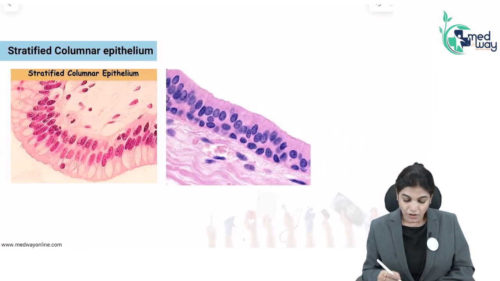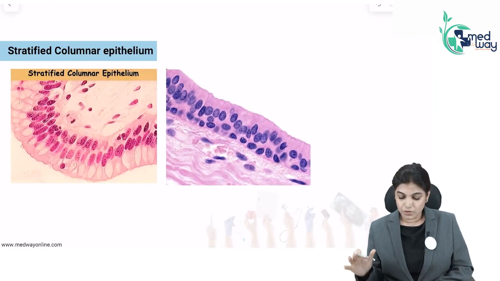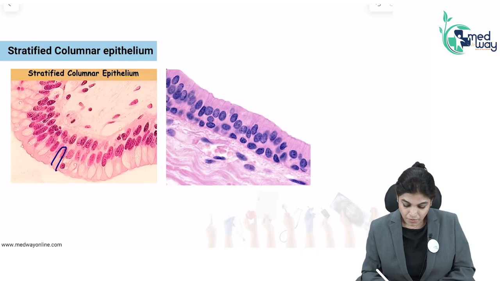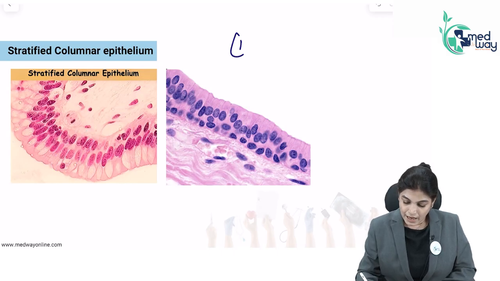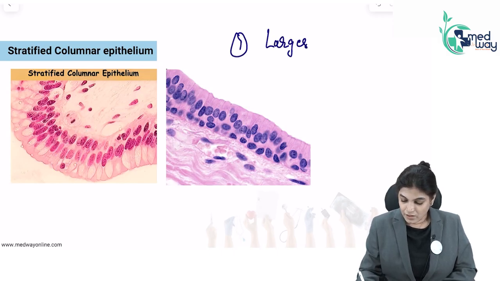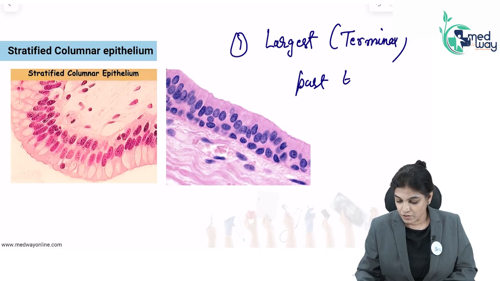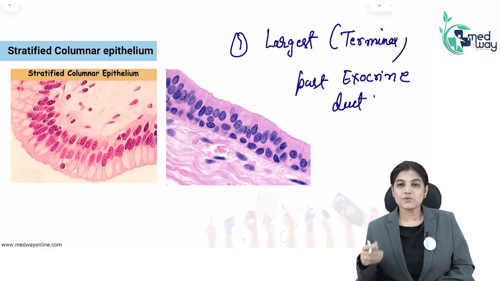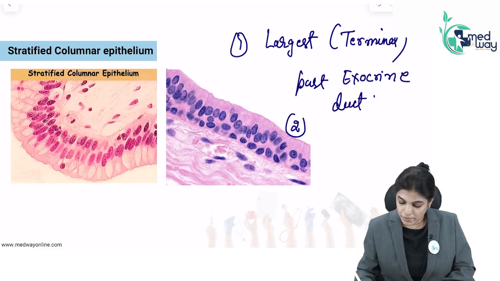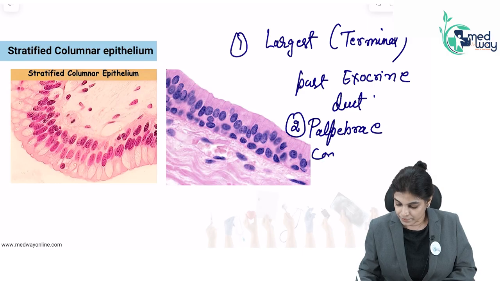And other than that, if I talk of stratified columnar, so stratification can also be in the form of columnar. So this is the stratification which is columnar type. This kind of stratification is found in the largest or the most terminal part of exocrine ducts, whether it is sweat, sebaceous and all, and it is also present in palpebral conjunctiva.